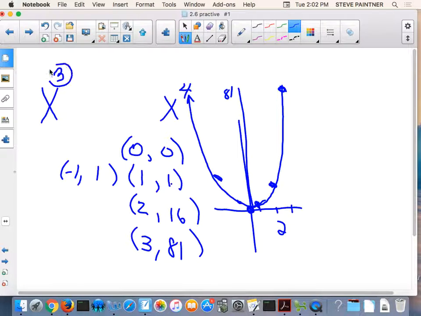This is an odd function. This is an even function. So the fifth would be odd. Evens go like this, up, up, and odds do this, up, down. Can I see something? Yeah.